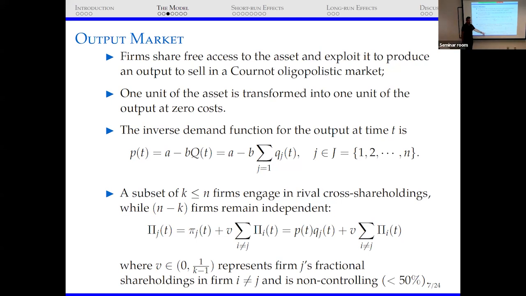Where V should be in this range, it cannot be bigger than 1 over Q minus 1. Think about it. If we have only one player who is holding a share in himself, it doesn't work. It's just going to be undefined. If we have two, V can go between 0 and 1. If we want no control, meaning I hold less than 50%, K should be 3. So 1 over 3 minus 1 half.